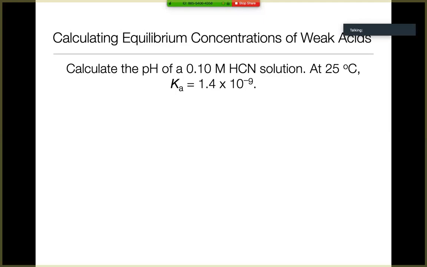It says calculate the pH of a 0.1 molar solution of hydrogen cyanide, a hydrocyanic acid. It's at 25 degrees C, and it gives me the Ka. So I'm going to give you a stepwise procedure on how to start. I'm going to give you a minute. I want you to write out the chemical reaction where hydrogen cyanide reacts with water, and then predict the products. I'll give you less than a minute to do that. Let's go 45 seconds.